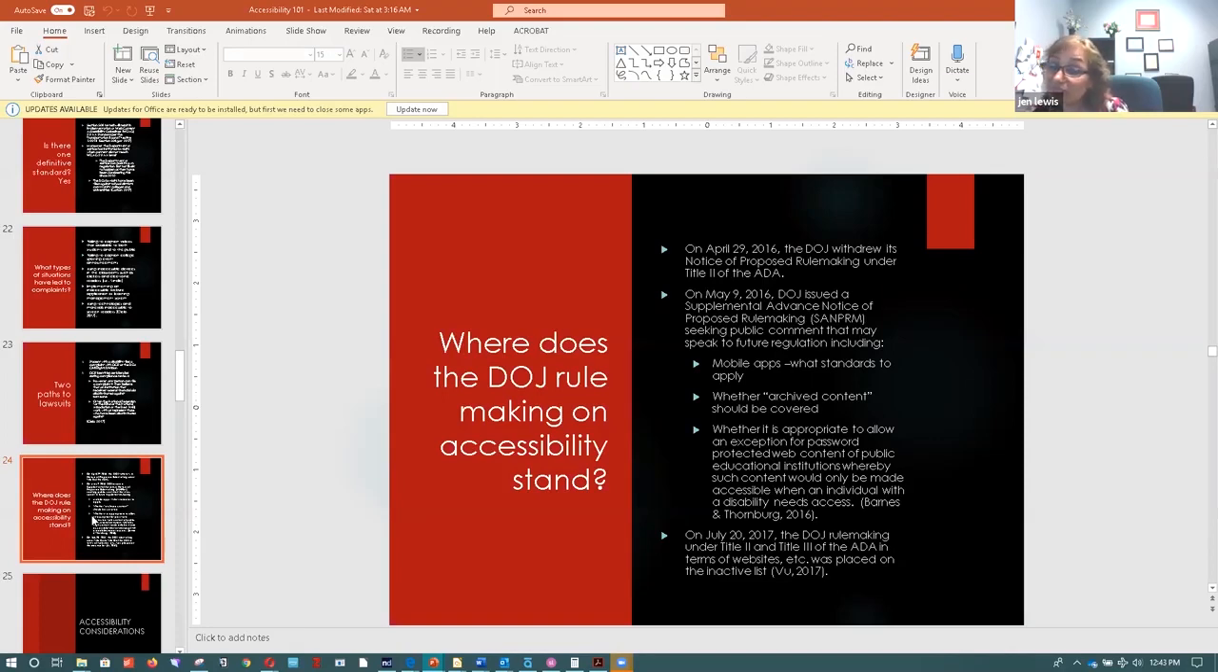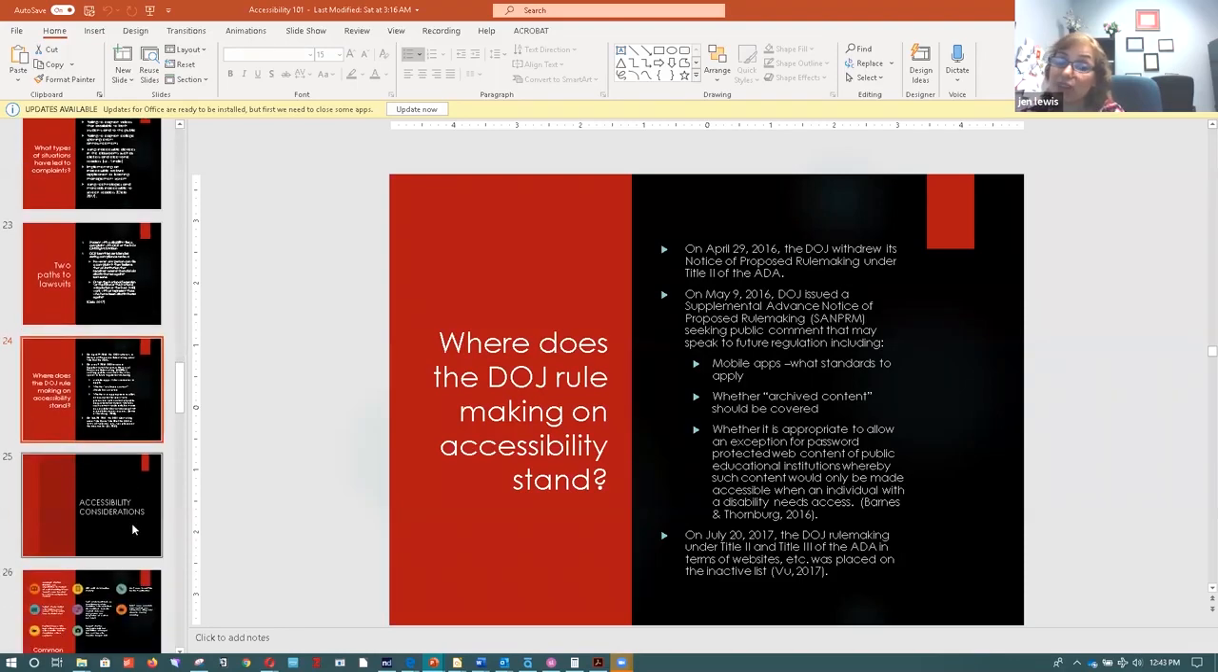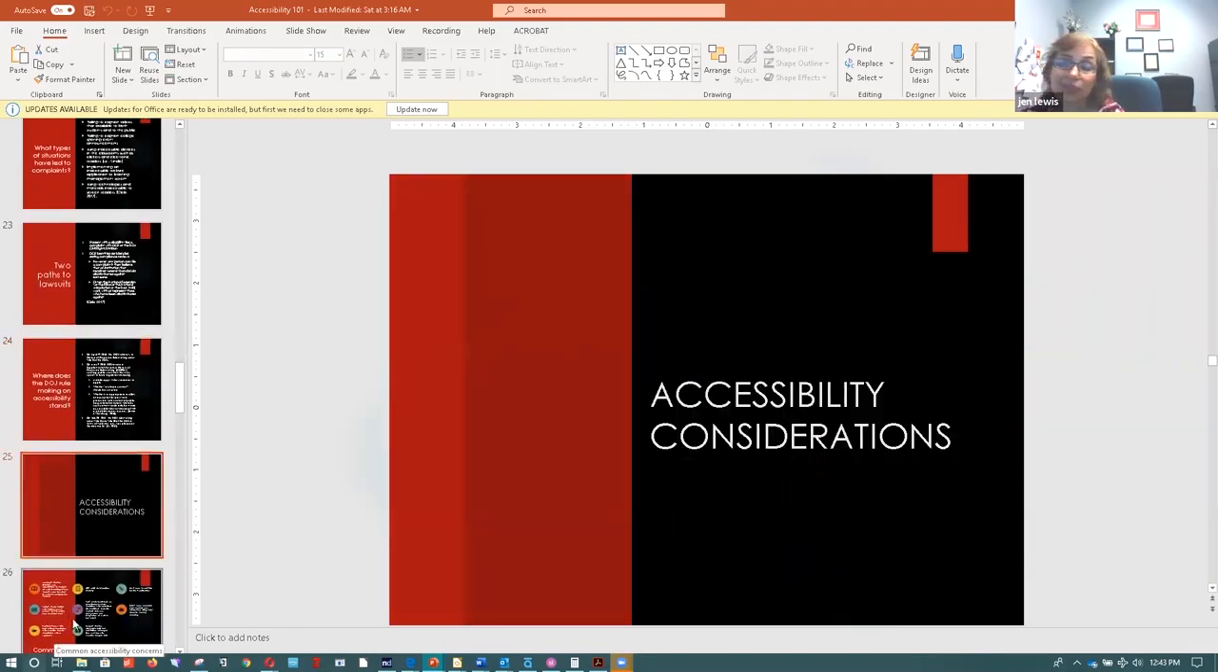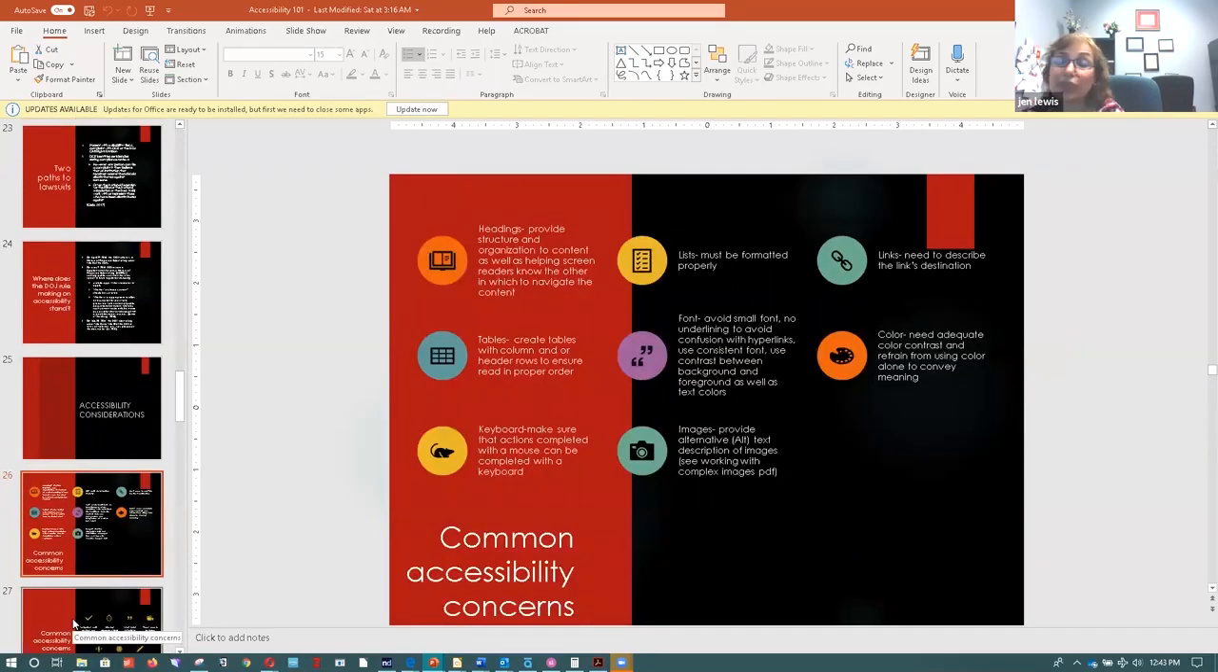But then they didn't do anything. They put it on the inactive list. So they haven't really said, but the risk is that they're going to say that it's not, because it makes no sense for it to be, because you would still owe the obligation to make it accessible to the people that are at the institution. Whether they can log in or not is just not a real factor.